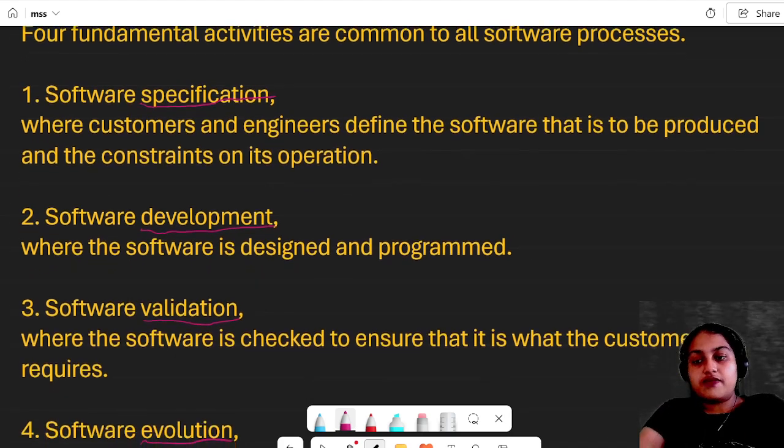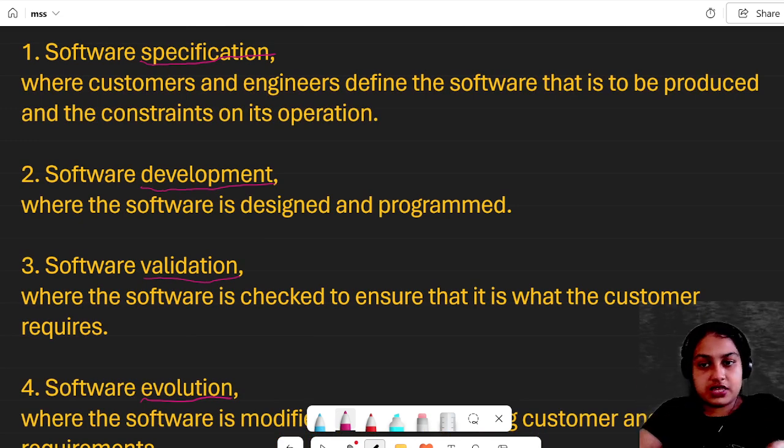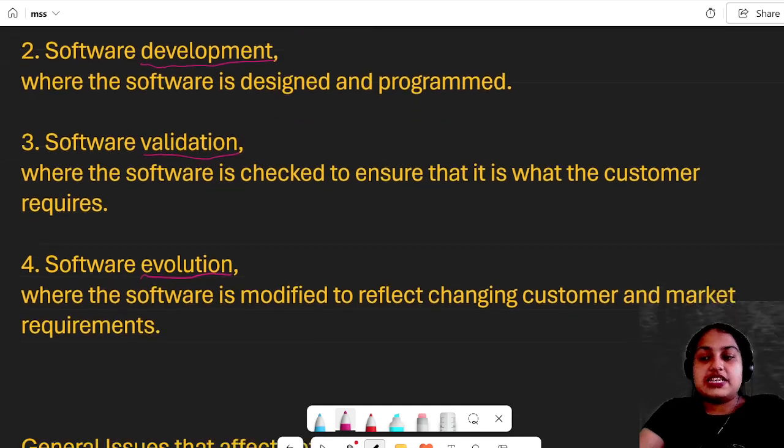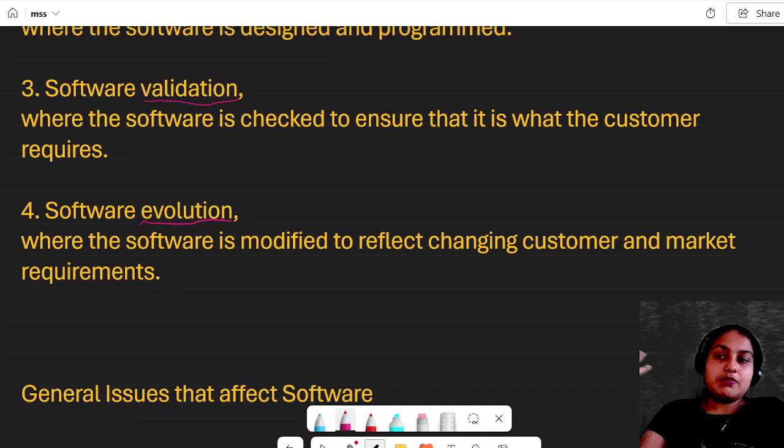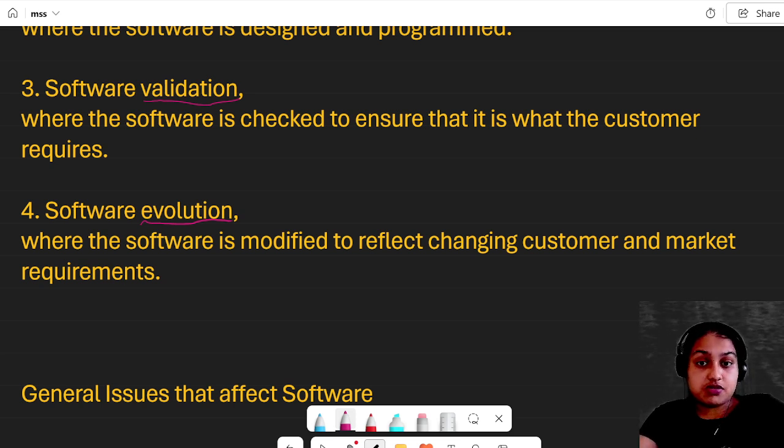Then software validation. Once we are done with all those things, we need to test if everything is okay. We have to ensure that whatever the customer requested is available and working. So that is software validation. Then software evaluation means everything is done, and we have given the product to the customer, and then maybe there is some change according to the market requirements, or there might be changes in the customer's requirement at that particular time.